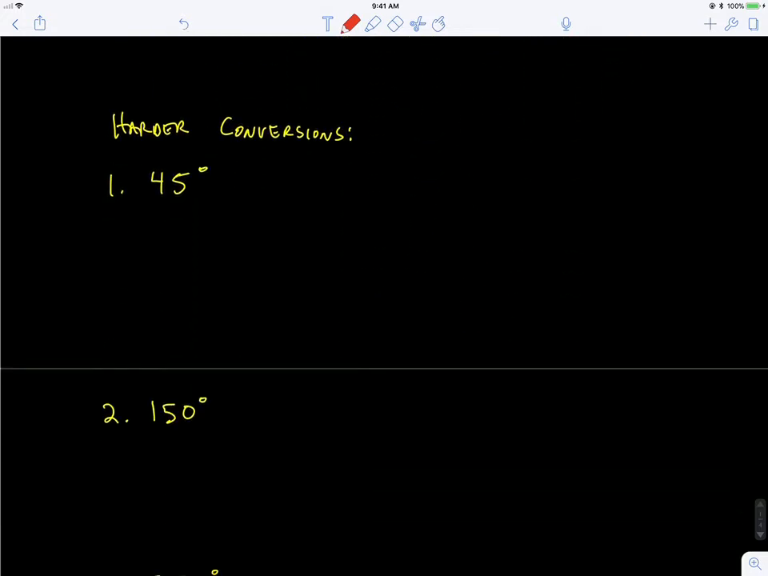Some harder conversions. So how are we going to convert something like 45 degrees into radians? Well, our conversion ratio is going to be pi over 180, since they're equal. Or sometimes I'll have to do 180 degrees divided by pi. So which one do you choose? Well, I keep in mind that if I want to convert to radians, I want to have radians on the top of my conversion because that's what's going to be left after I do my multiplication. And if I want to convert to degrees, then I'm going to use the one that has degrees on top.